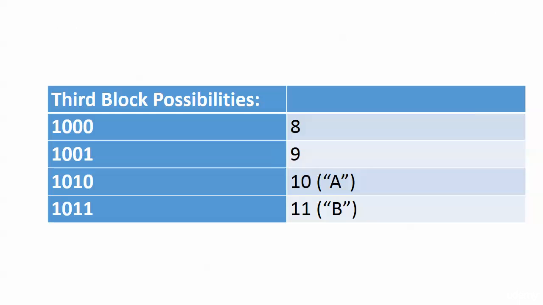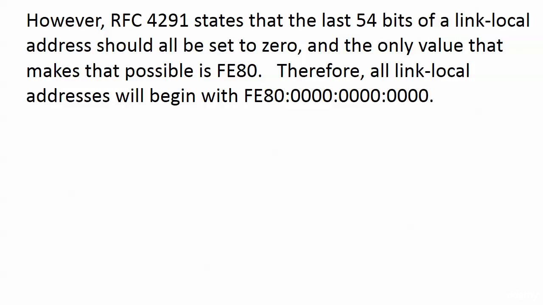Because if we go 1 higher, then with that setup, with 1001 as the third block, the last 54 bits would not be set to 0. It would be the last 52 bits. So the only value that meets the RFC 4291 requirement is FE80.